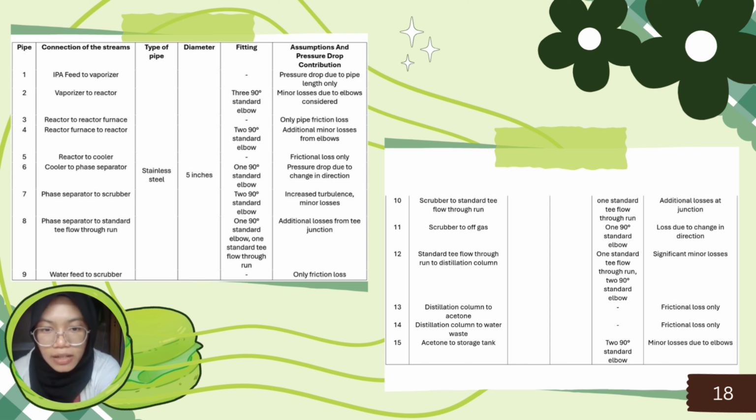So here is the pipeline layout. From the slide before, you can see the flow chart of the pipeline, which consists of pipe 1 to pipe 15. And here you can see the connection of the streams. The type of pipe that we use is stainless steel pipe because it is the most effective pipe to use in acetone production. And for the diameter, all the pipes are 5 inches in diameter. For the fittings, there are two types, which are the 90 degree standard elbow and the standard T flow to run. We also include assumptions and pressure drop contributions.